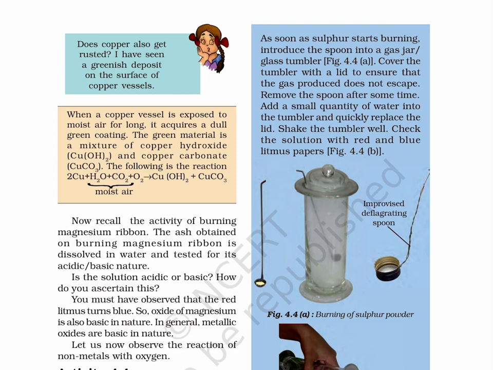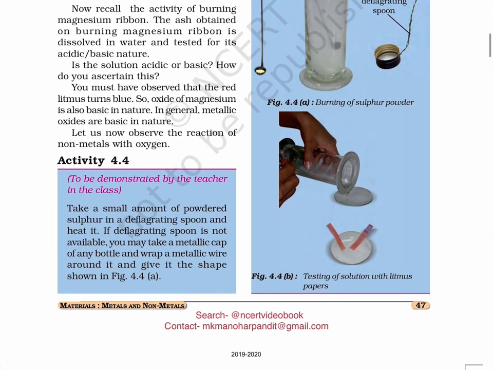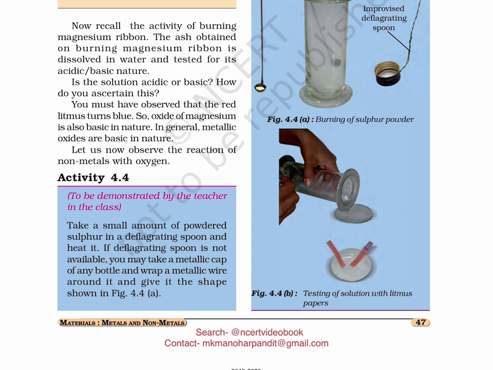Now, recall the activity of burning magnesium ribbon. The ash obtained on burning magnesium ribbon is dissolved in water and tested for its acidic or basic nature. Is the solution acidic or basic? How do you ascertain this? You must have observed that the red litmus turns blue. So, oxide of magnesium is also basic in nature. In general, metallic oxides are basic in nature.